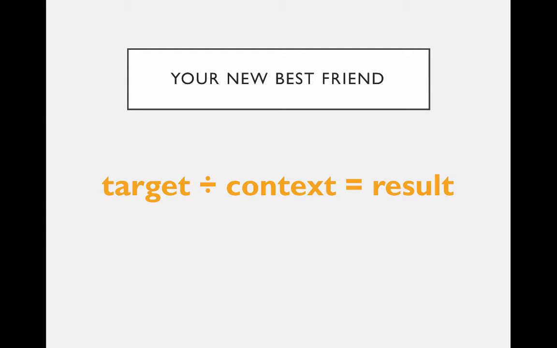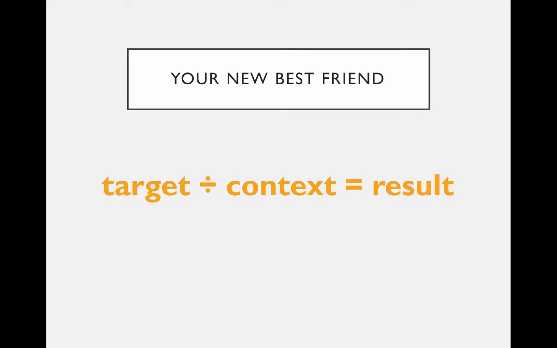So all of that being said, your new best friend is not the dog. Your new best friend is now a formula. This formula was introduced by Ethan Marcotte, who's actually the one who coined the phrase responsive web design. And how you determine all of these changes to pixels to ems or pixels to percentages is you use this formula called target divided by context equals result.